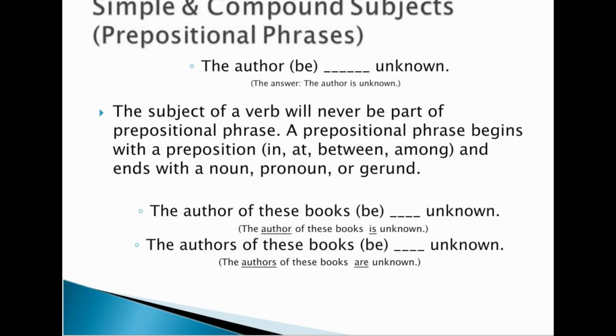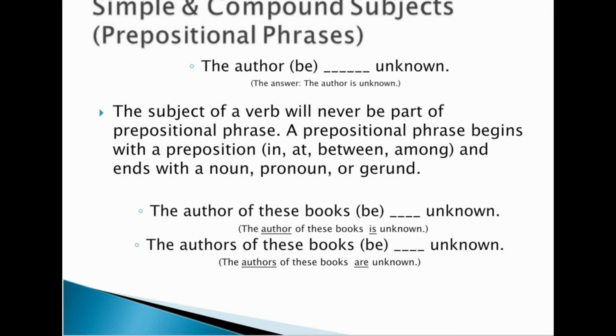And the subject is the author. Author is a single word and it's a singular noun. Therefore, we will conjugate the verb to be accordingly. And for the single subject, we need the single form of the verb to be, is. Remember that the subject is never part of a prepositional phrase. The subject of a verb will never be part of a prepositional phrase.